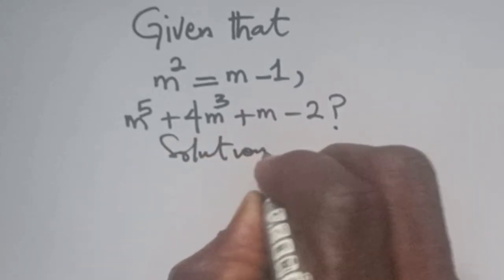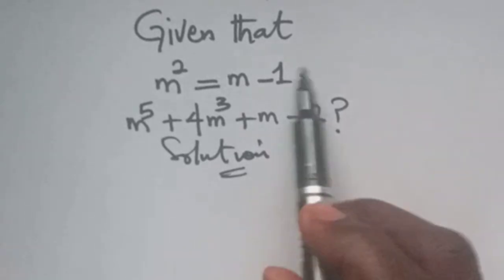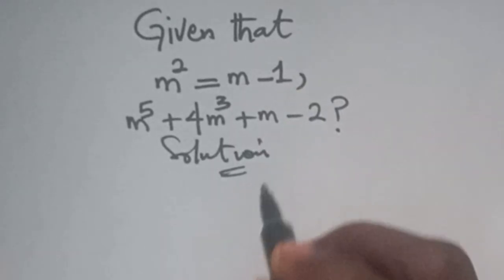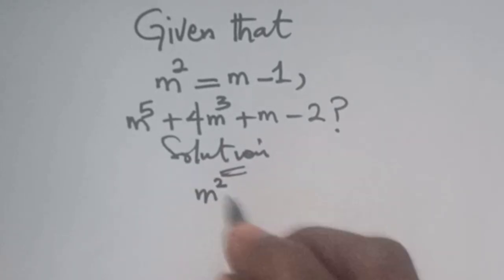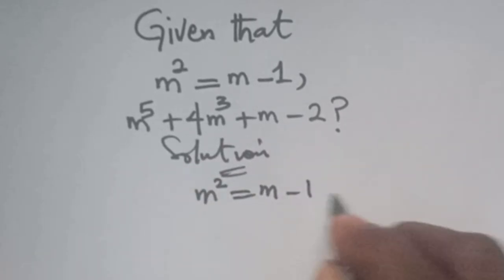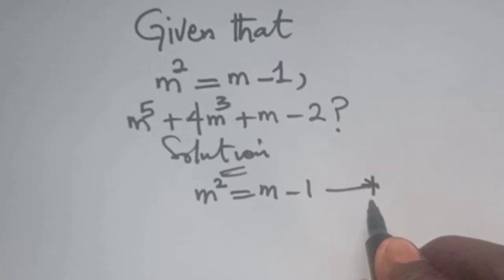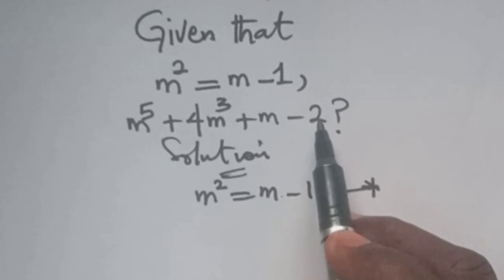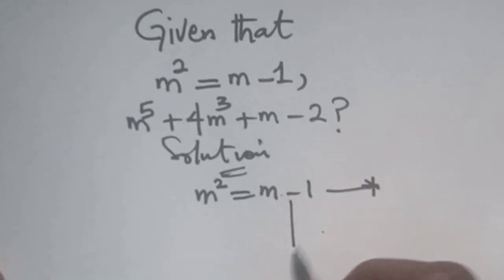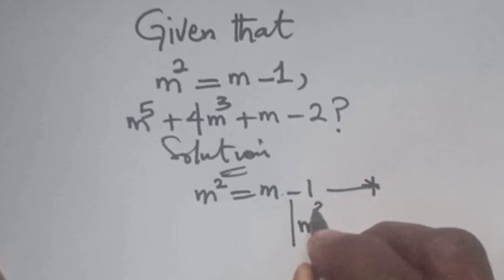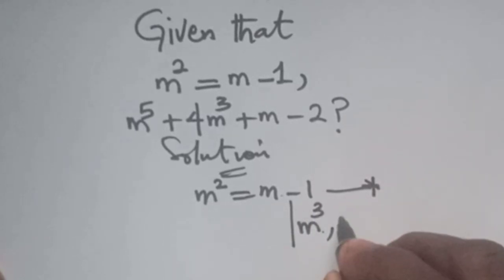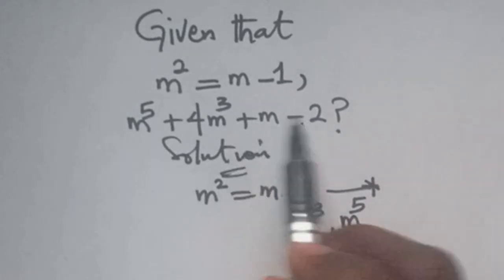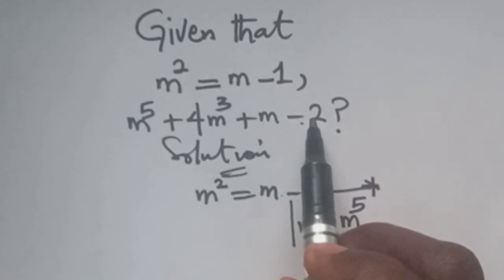Let's seek a solution. What we must not do is try to solve for m. We must resist the temptation to solve for m. But m to the power of 2 equals m minus 1. This is a quadratic equation. If we find the value of m quadratically and plug these values here, that will be a long process. What we will do is derive values for m to the power of 3 and also for m to the power of 5, so that when we plug these values here, it will enable us to simplify with ease.